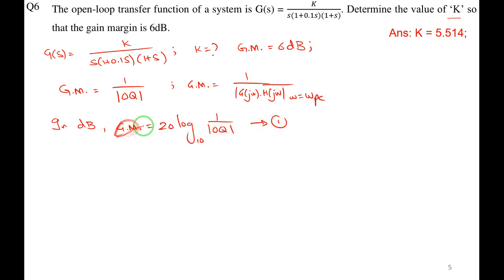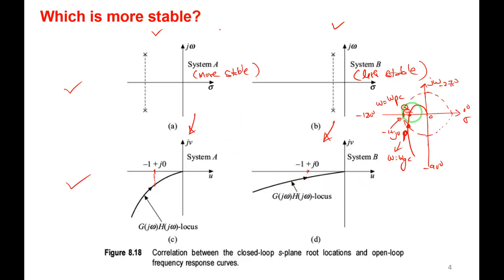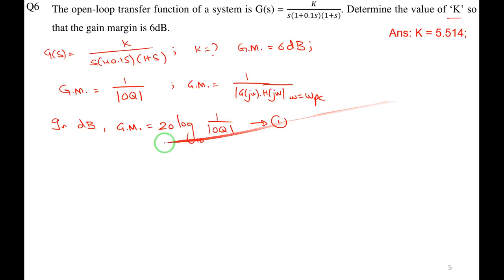So the gain margin is given. Now I want to find the intersection point Q, where the polar plot or Nyquist plot intersects the negative real axis. In order to find this, we have to find omega equal to omega PC also, right? We know how to find omega PC mathematically. We'll try to do that. So first we'll find omega PC. Determine omega PC mathematically. We know the steps, right?